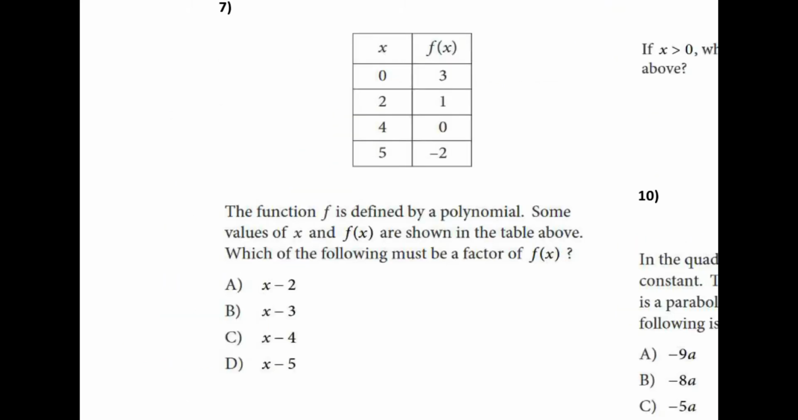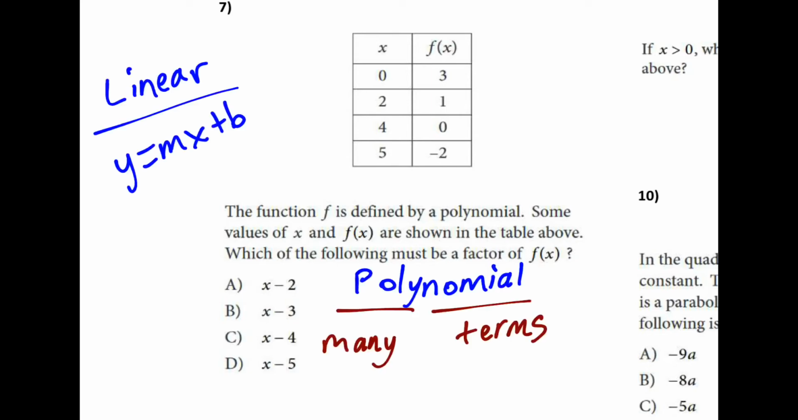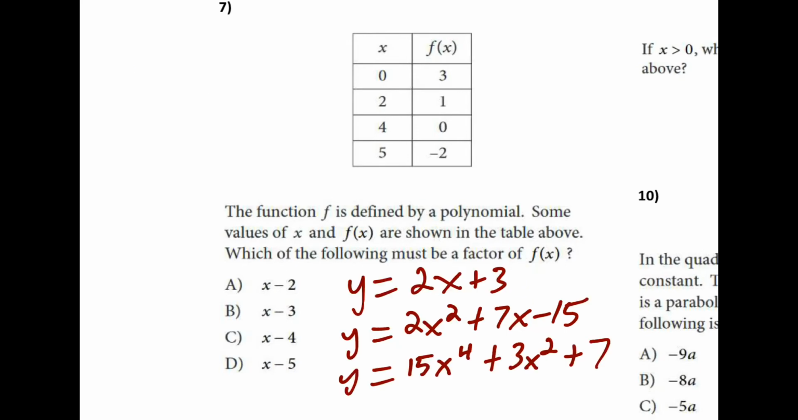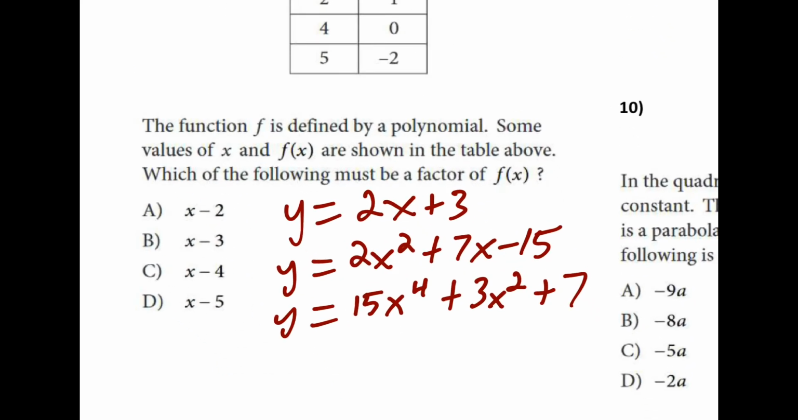Number 7, we have this table of values, and then we're told that we're looking at a polynomial. So if we were looking at a linear function, there's just a slope and an intercept, and that's it. Literally, polynomial means many terms. So polynomials could be linear, they could be quadratic, they could be something more. We just can't divide by variables. But even something like y is equal to 5 is considered a polynomial, because it has one term there, just a constant.